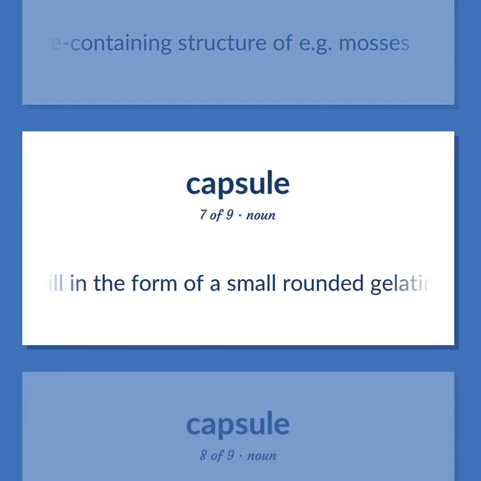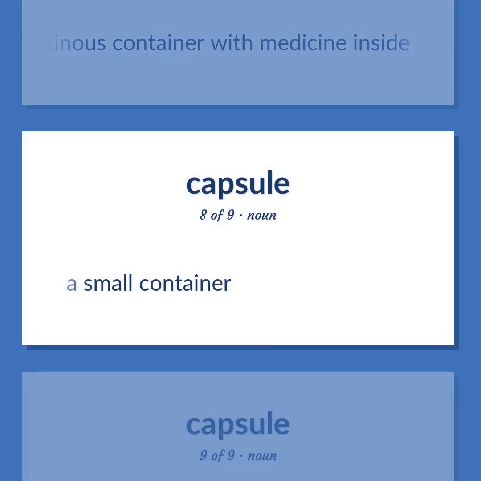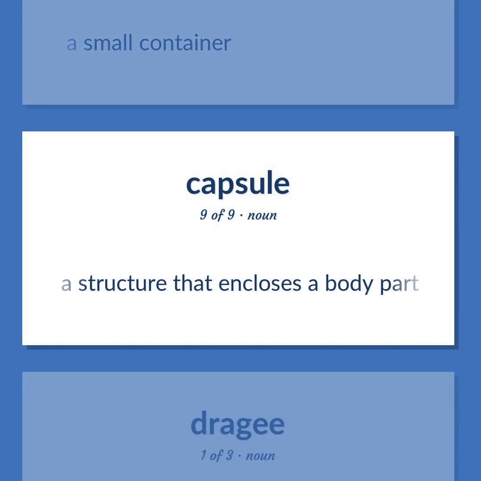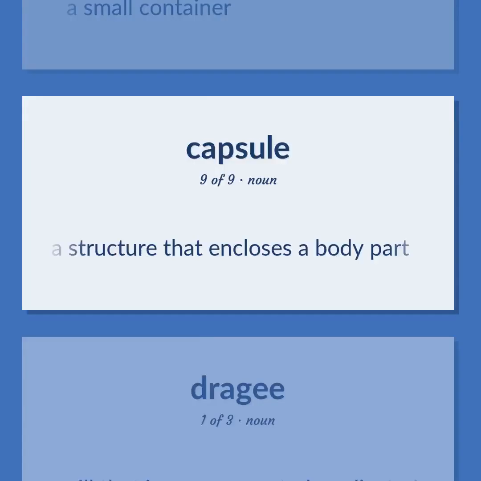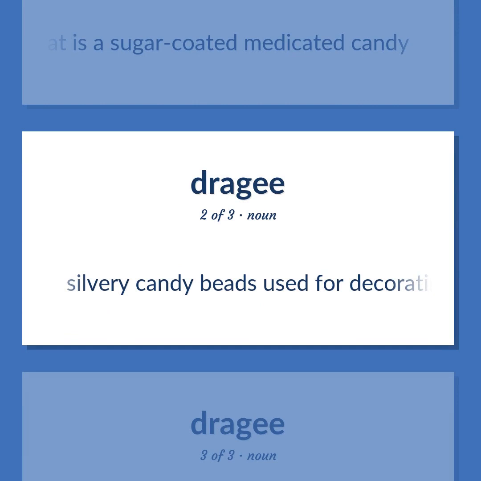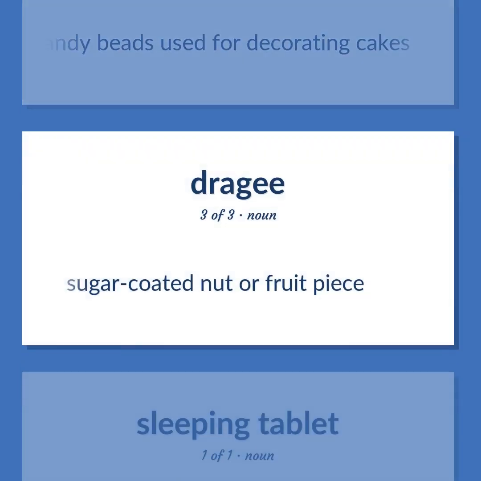A pill in the form of a small rounded gelatinous container with medicine inside. A small container. A structure that encloses a body part. Pill that is a sugar-coated medicated candy. Silvery candy beads used for decorating cakes. Sugar-coated nut or fruit piece.